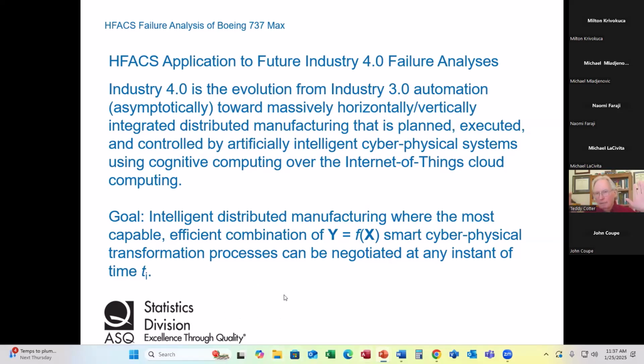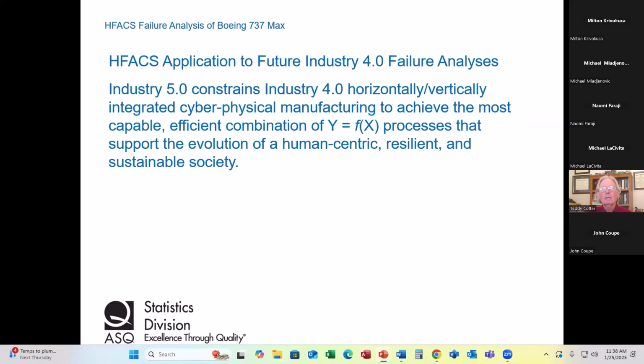So think in terms of massively horizontally vertically integrated systems. So Industry 5.0 is not really a fifth revolution, but it constrains Industry 4.0 horizontally vertically integrated cyber physical manufacturing to achieve the most capable, efficient combination of Y equals F of X processes that support the evolution of a human-centric, resilient, and sustainable society.